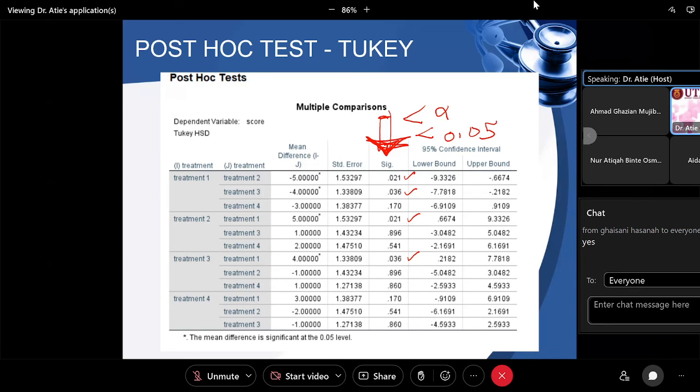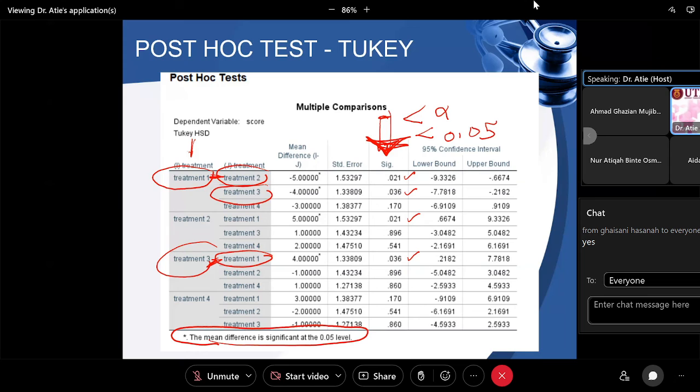So for example, this one is treatment 1 and this one is treatment 2, so it means that treatment 1 and treatment 2 are different. Treatment 1 and treatment 3 are also different. Treatment 3 and treatment 1 are different. Whatever we tick or highlight just now, they have differences. So that's what it means. Understand? If you look here, the mean difference is significant at the 0.05 level.